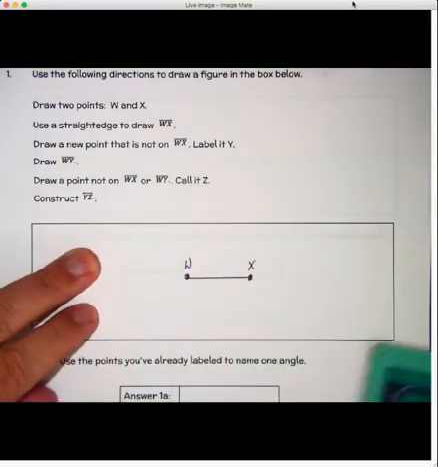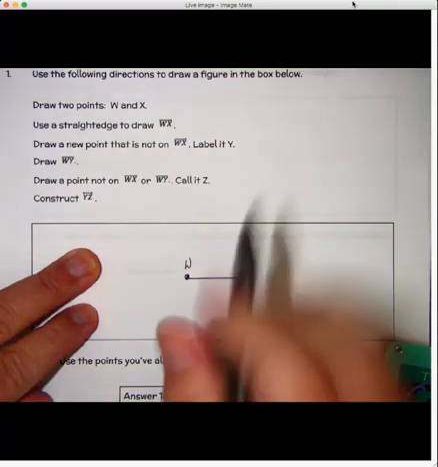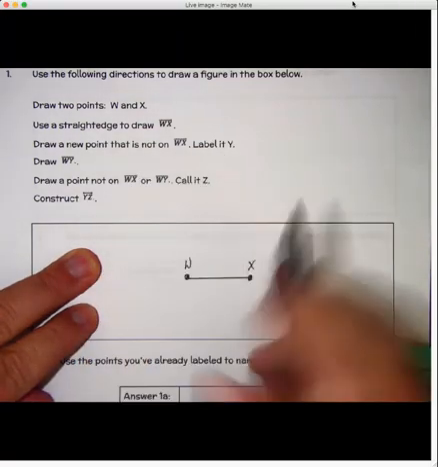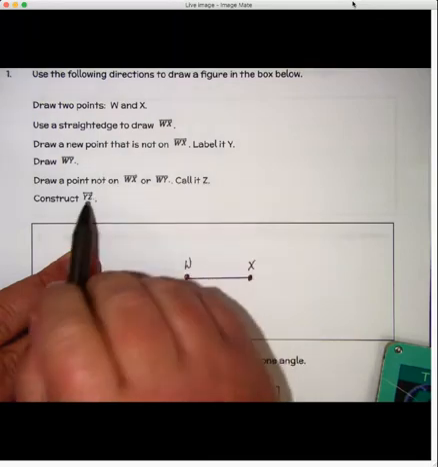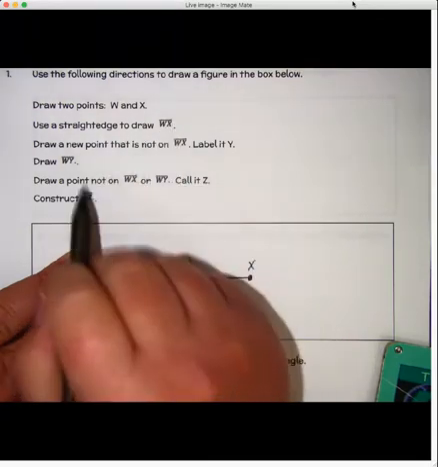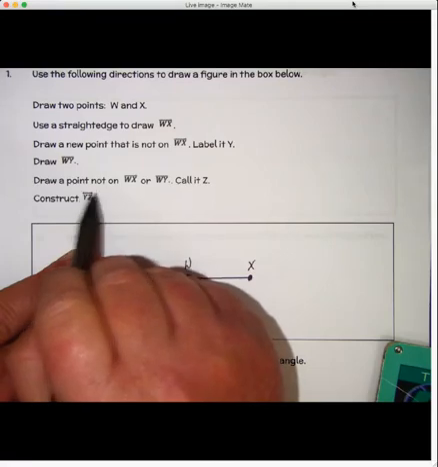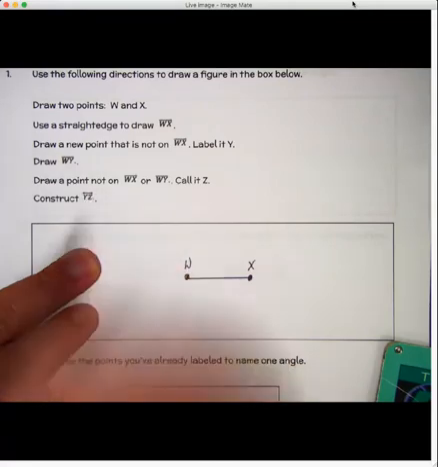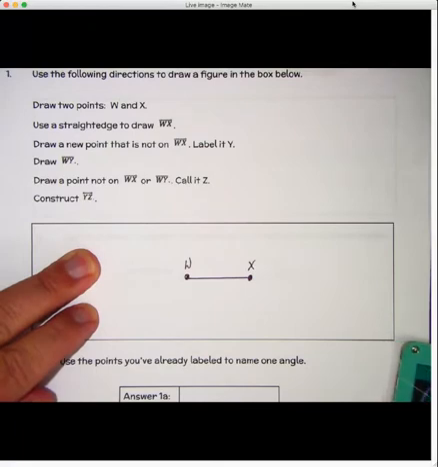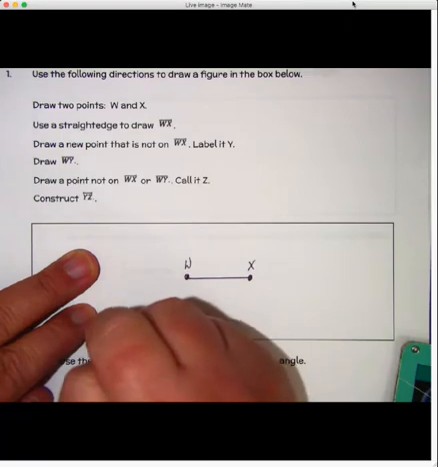All right, notice in our directions, line segments are just a line. But if we're going to draw a line with no arrows on the end, it's kind of hard to see on this. YZ is a line that has arrows on both ends, so we know that's a line instead of a line segment. So you'll need to look at that carefully. Draw a new point that is not on WX. Label it Y. Okay, we'll just put Y down here. There's a point Y.